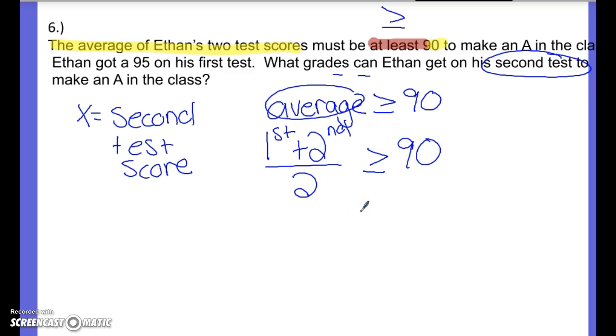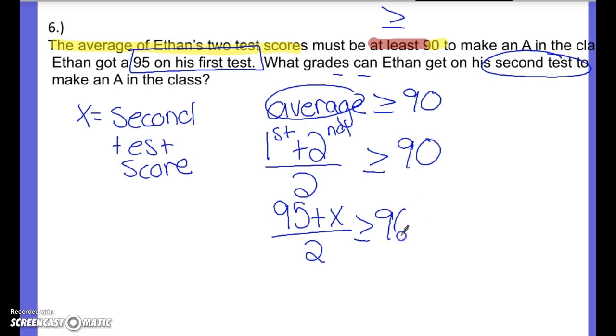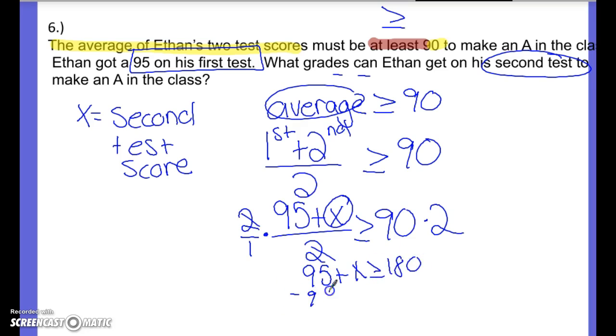Well, we know the second score was x, and the first score, he got a 95 on his first test. So I have 95 plus x divided by 2 is greater than or equal to 90. Well, now this is just like an earlier example. If we're solving for x, remember first you have to get rid of your 2. So multiply both sides by 2 over 1. Your 2's cancel. You have 95 plus 1x is greater than or equal to 180. Subtract your 95, and you get x is greater than or equal to 85.